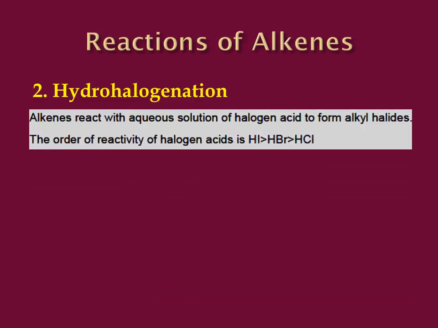bond. Alkene reacts with aqueous solution of halogen acid, means HX, to form alkyl halide. The order of reactivity of halogen acids is that hydrogen iodide has a greater reactivity order as compared to hydrogen bromide, which in turn has greater reactivity order as compared to HCl, hydrochloric acid.